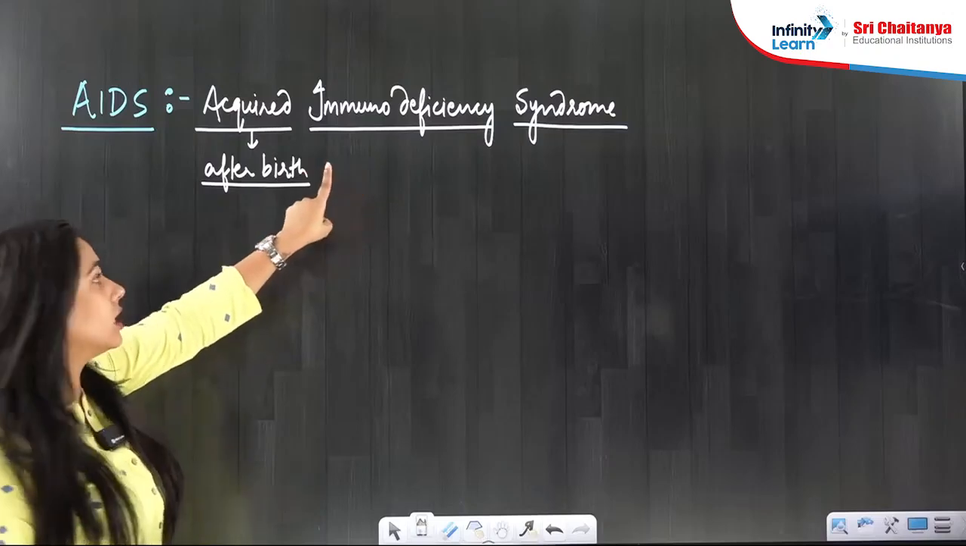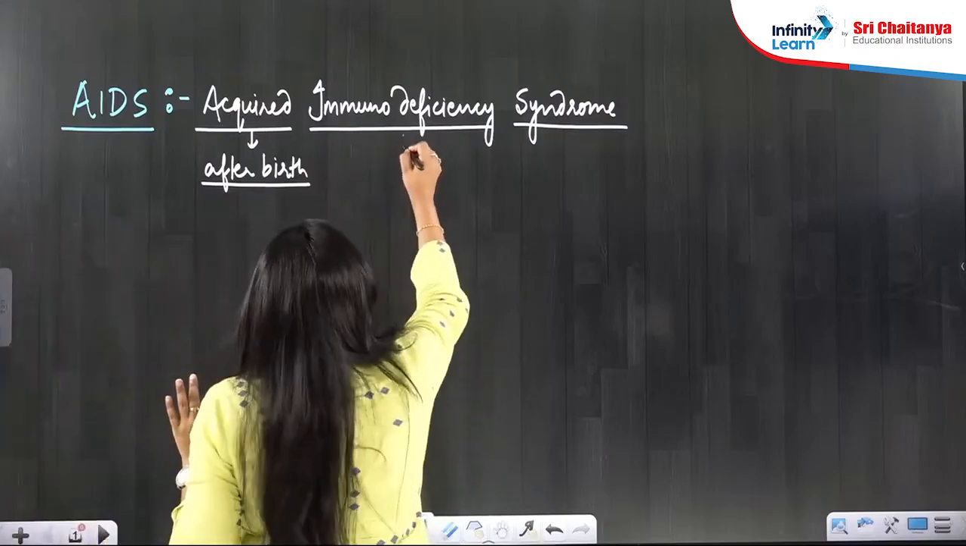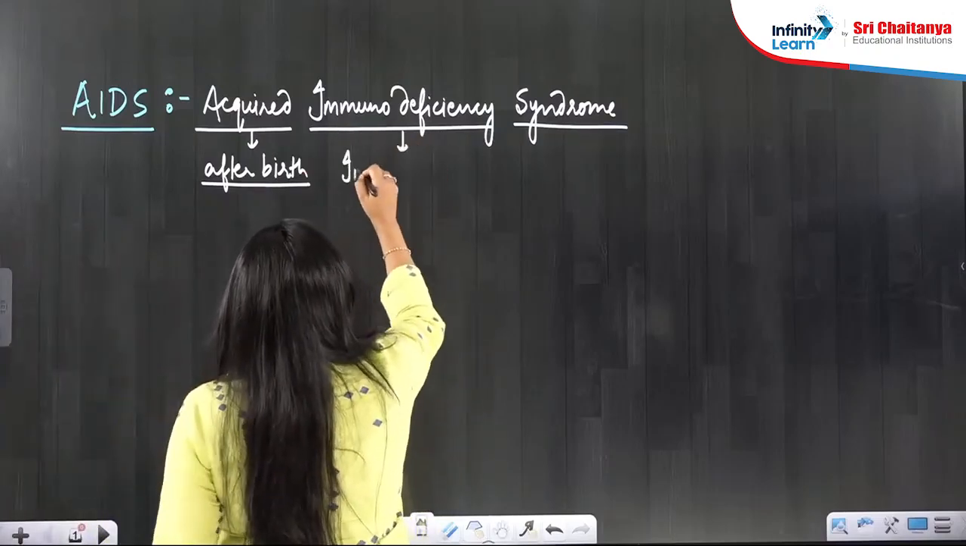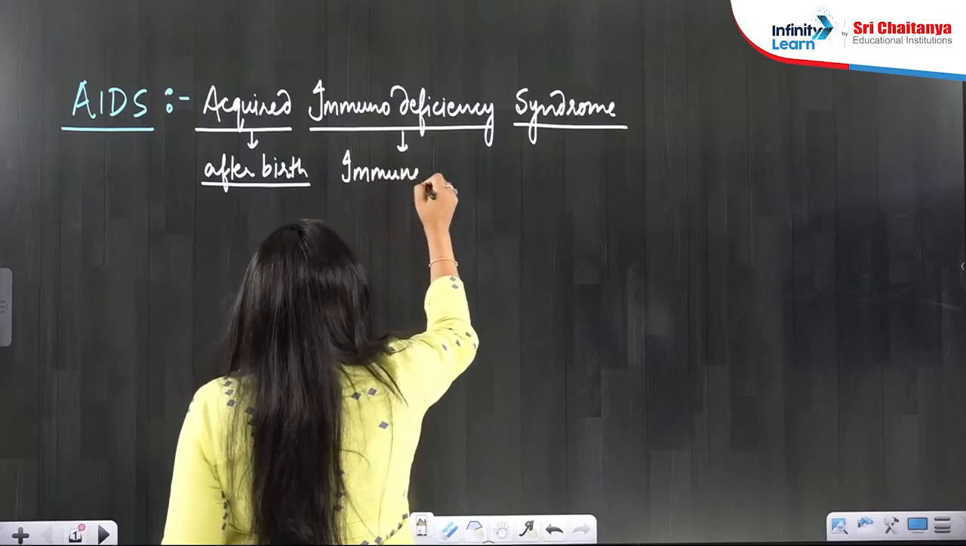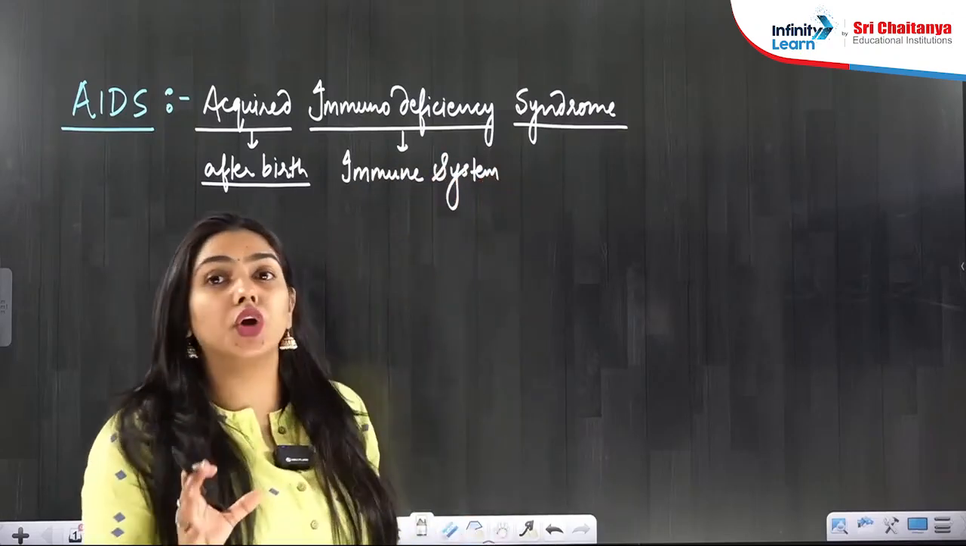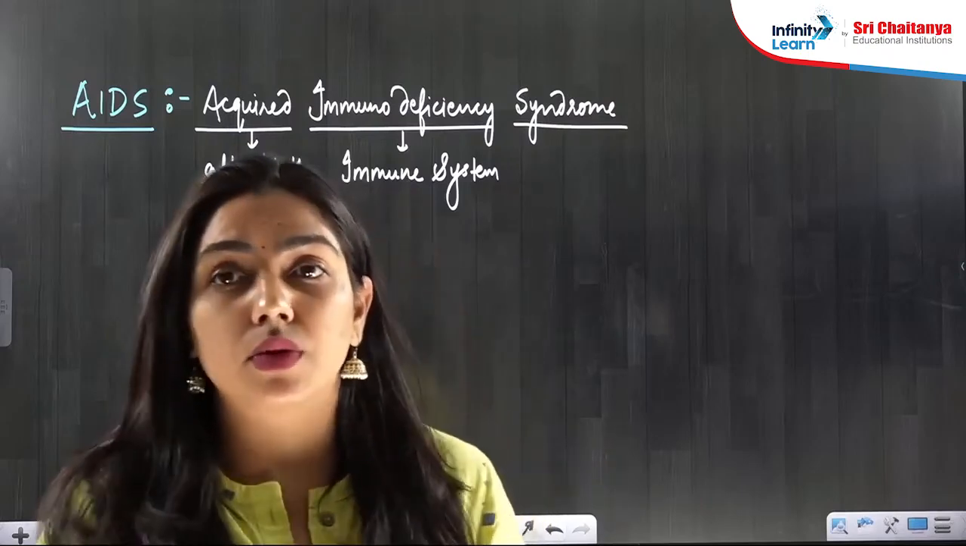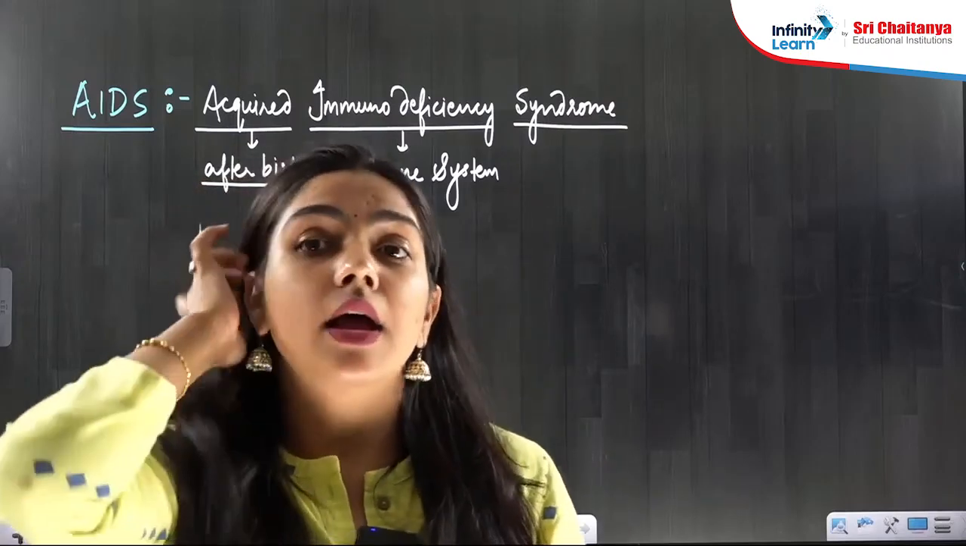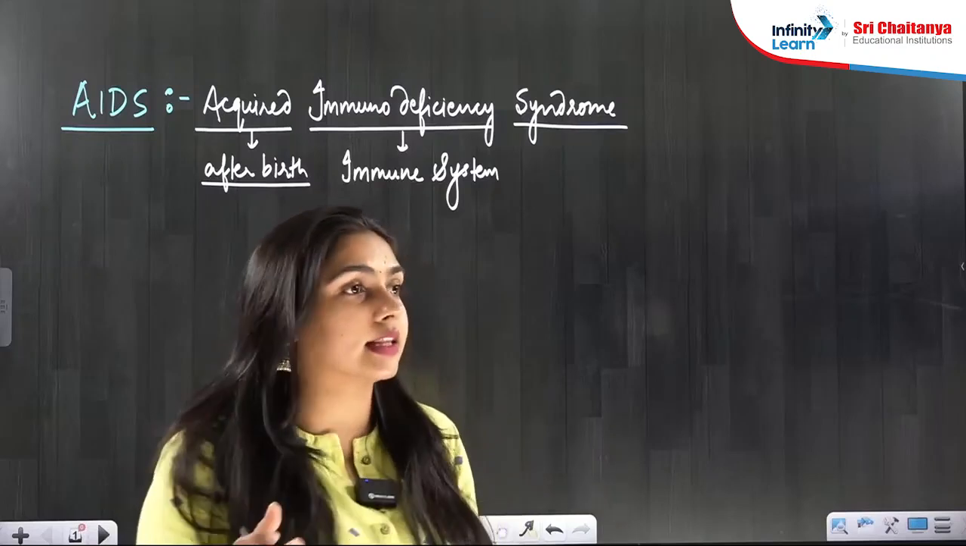Coming to the next point, immunodeficiency. Immuno means immune system, beta. I have already taught you the immune system. Now you know in the immune system, lymphoid organs are there, B cells are there, T cells are there, right?